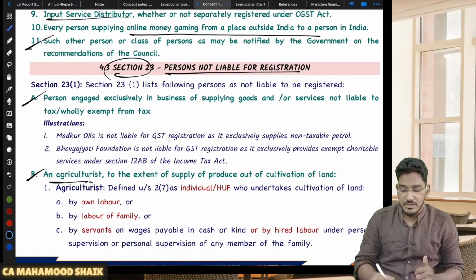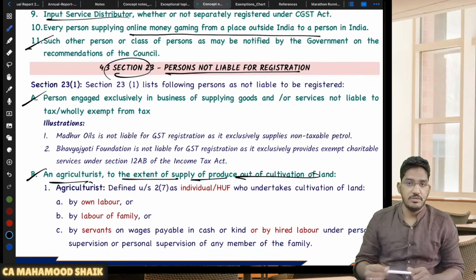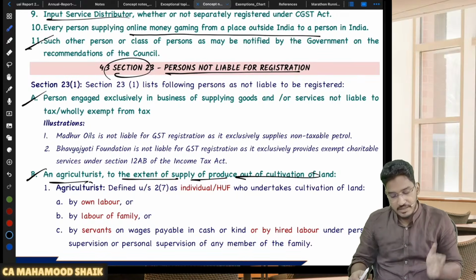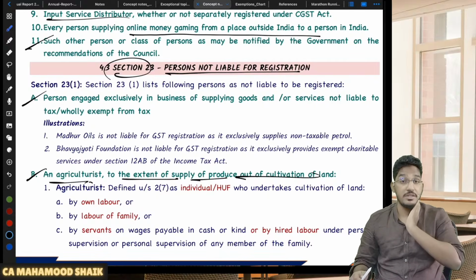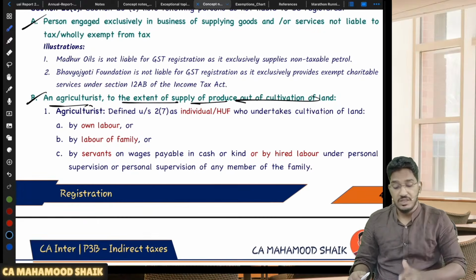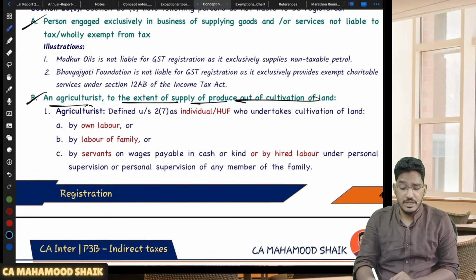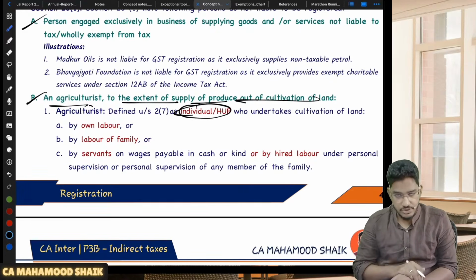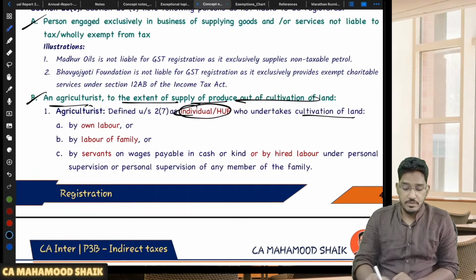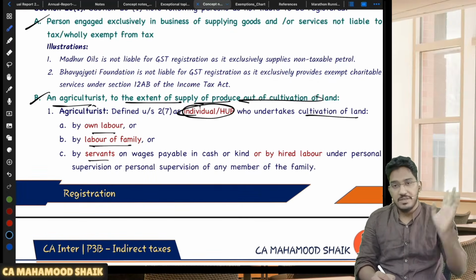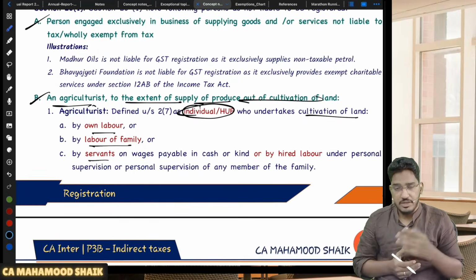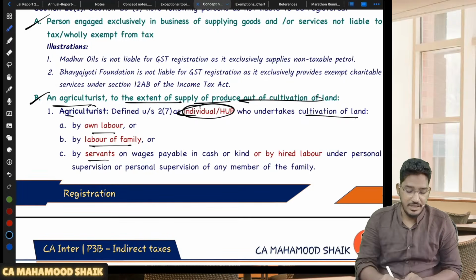Next, if you are an agriculturist, to the extent of supply of produce out of cultivation of land. If you are making supply only out of cultivation of land, no matter how much turnover you are doing, you are not liable for registration. But here you have to be very clear who is an agriculturist. Agricultural status can be enjoyed only by an individual or HUF who take up the cultivation of land either by own labor, by labor of family, or by servants under their supervision.